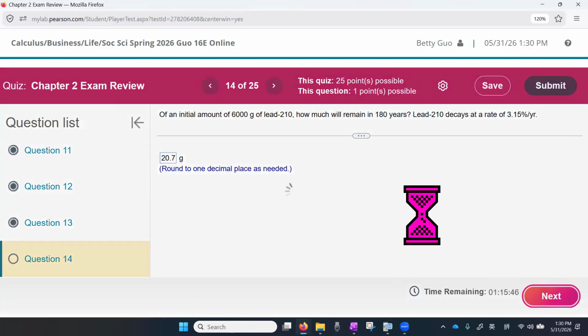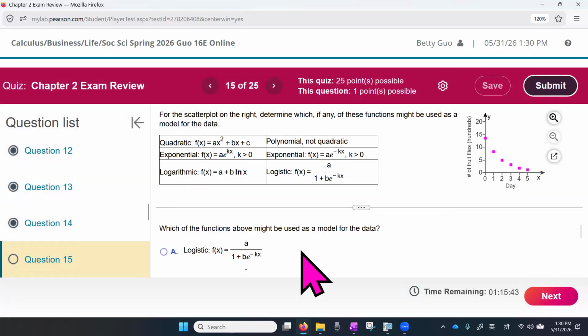Next. This one is about the pattern, the model. For the scatter plot on the right, determine which, if any, of these functions might be used as a model for the data.